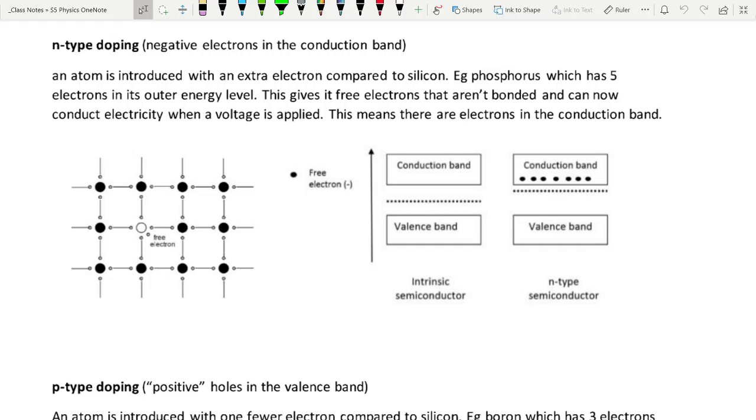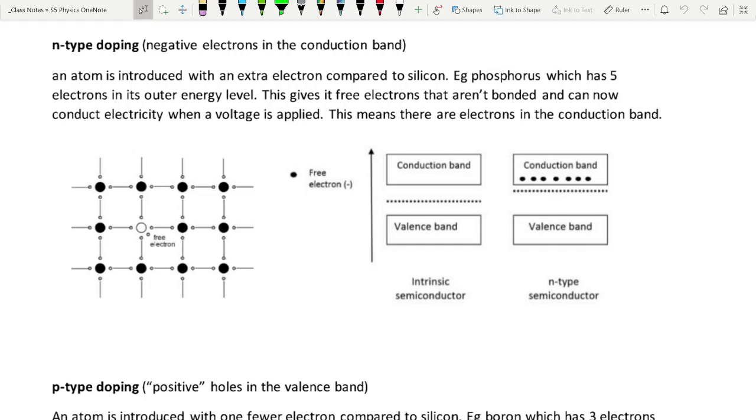So what we do here is we've got our pure silicon, we introduce an atom which instead of 4 electrons in the outer energy level, it's got 5. So 4 of them get bonded up as normal, but we've got this free electron left over. And that free electron can then move around. It's easy for it to move.